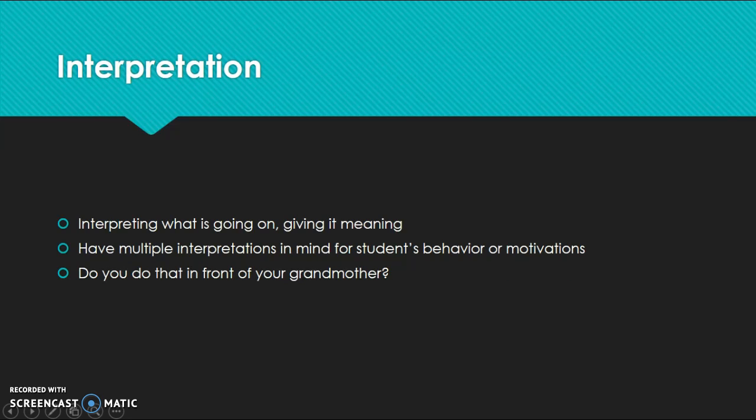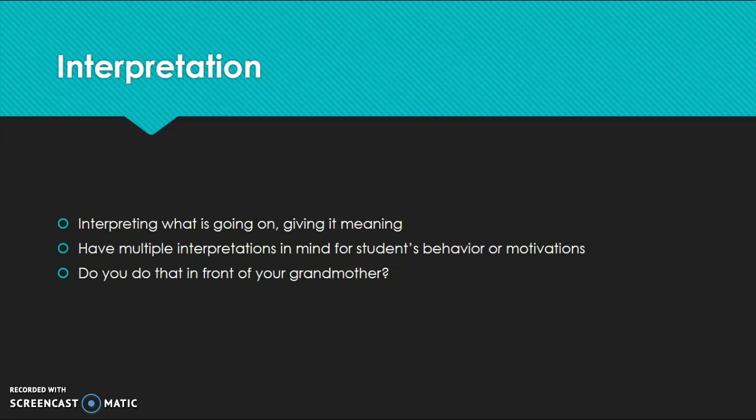Next, you're going to interpret it. Interpreting what is going on means giving it meaning. The students are talking to each other. Why is that going on? Give it some meaning. Have multiple interpretations in mind for the students' behaviors and motivations. So not just one single interpretation of what's going on, because that would be biased.